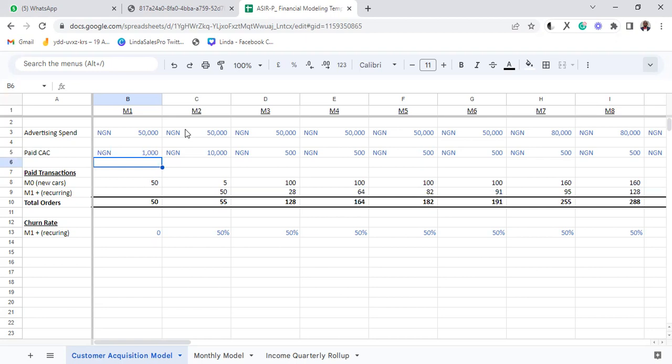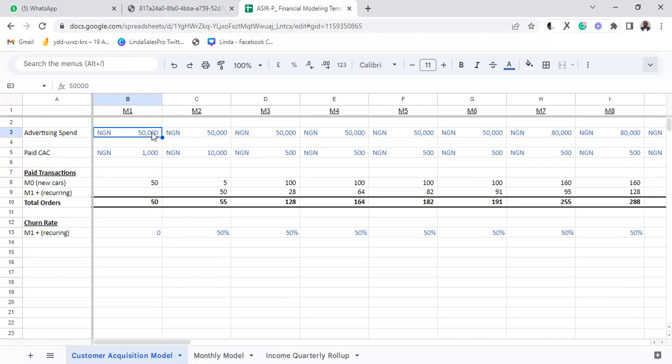So in this context, what it means will be, how much does it cost you, right? So you spend 50,000 naira, okay, to run an ad, and at the end of the day, you get 50 people from that ad. What does it mean? It means it costs you 1,000 naira to get one customer. So you can see the formula. The formula is very simple.